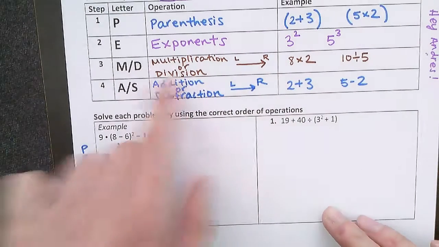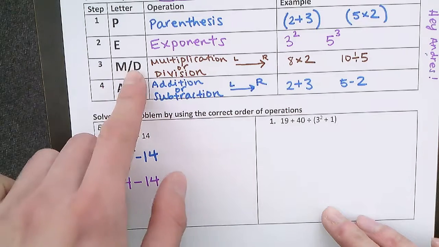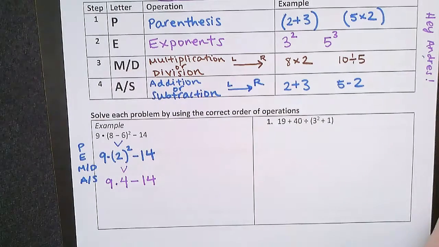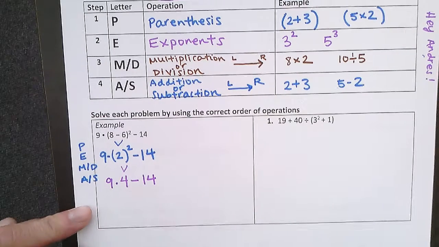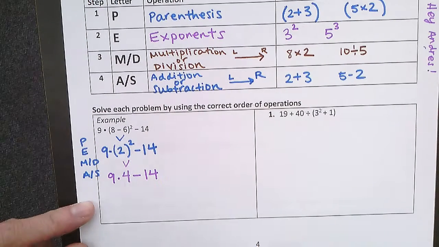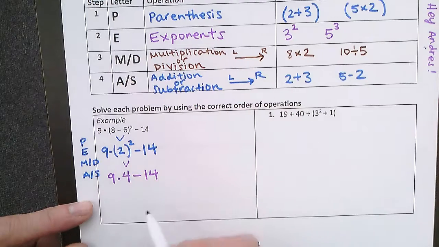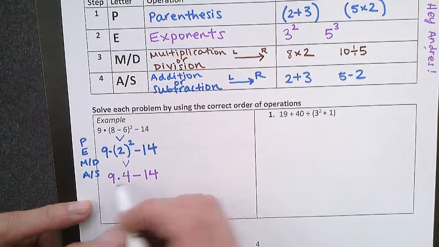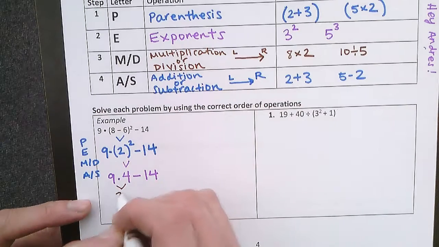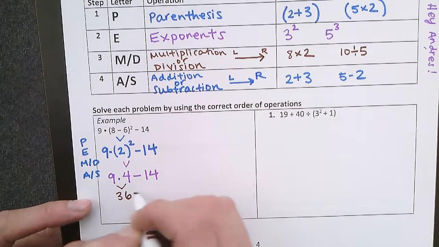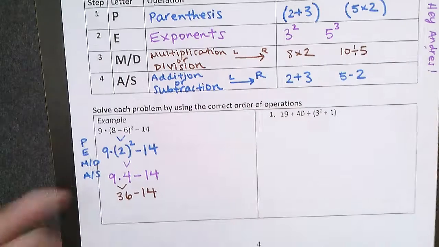Next, multiplication or division, the M and the D in PEMDAS. So we check. In our problem, is there any multiplication or division? Yes, there is. Right here, 9 times 4. So we're going to do that part next. 9 times 4 is 36 minus the 14. Okay?